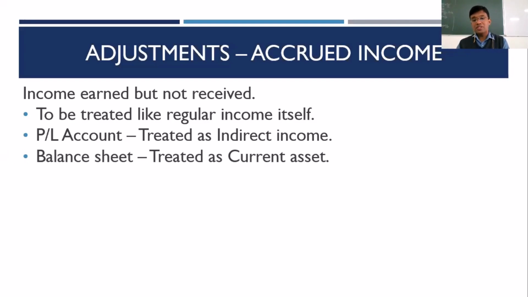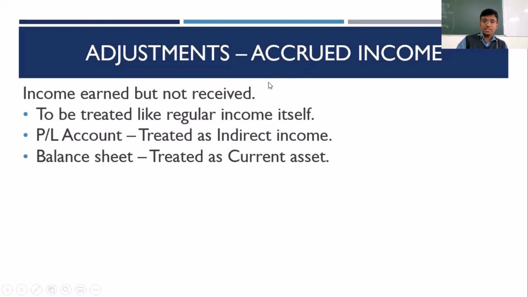The first place that you will be treating accrued income is your profit and loss account. You will be treating it as a regular income itself. Since you're treating it as a regular income, it will be reflecting on the right side, under indirect incomes. The second place is your balance sheet, where you will be treating it as a current asset.